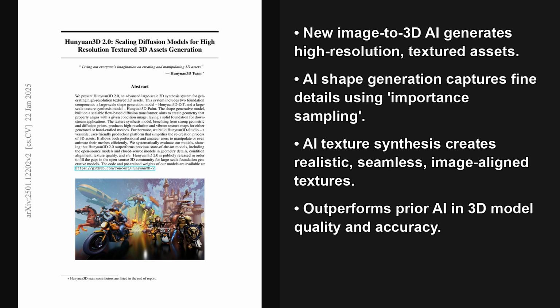I'm your host, Alex. Today, we're looking at Hunyuan3D 2.0, Scaling Diffusion Models for High-Resolution Textured 3D Assets Generation, a paper published January 22nd, 2025. So, this research introduces a powerful system for creating detailed, textured 3D assets. These are essentially 3D models complete with their surface colors and intricate patterns.